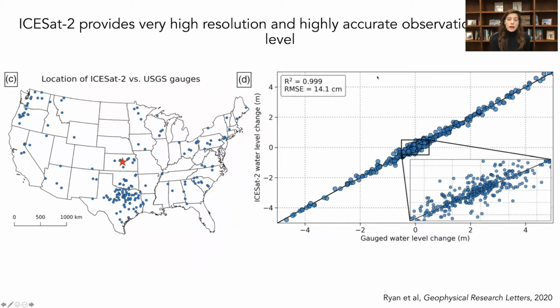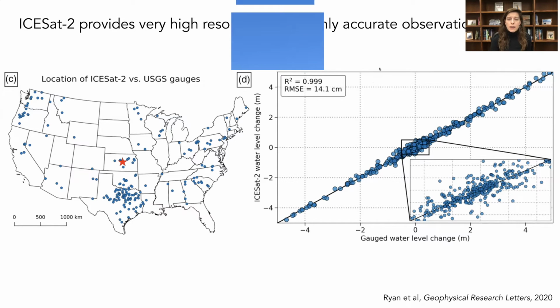And in fact, when we do this analysis across hundreds of reservoirs located in the US, which also are gauged by the USGS, what we find is a really strong agreement between changes in water level observed by ICESat-2 and changes observed from gauges, with an RMSE of 14 centimeters, which is really quite excellent, given that observing changes in height from space is notoriously challenging. So this tells us that ICESat-2 has a lot of potential and could be quite accurate for looking at changes in water level.